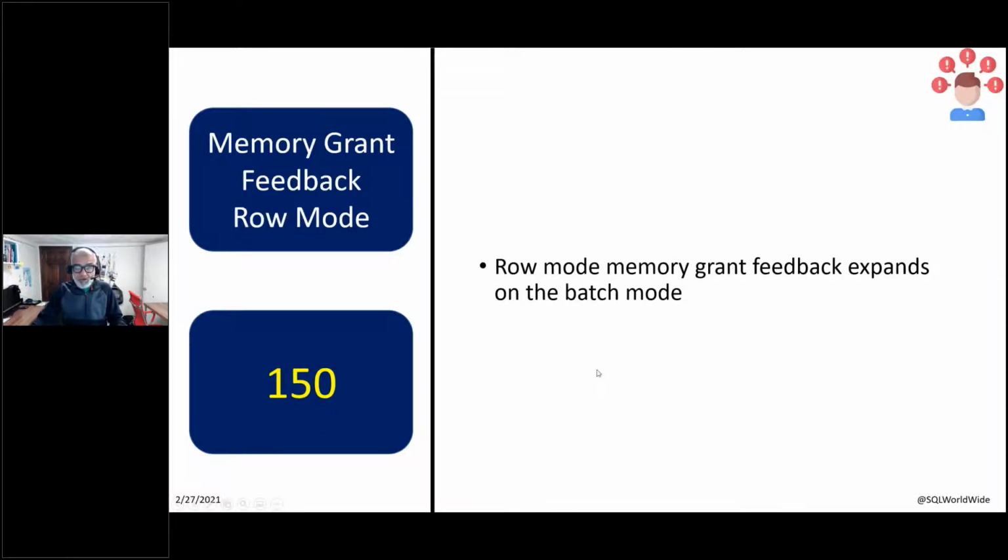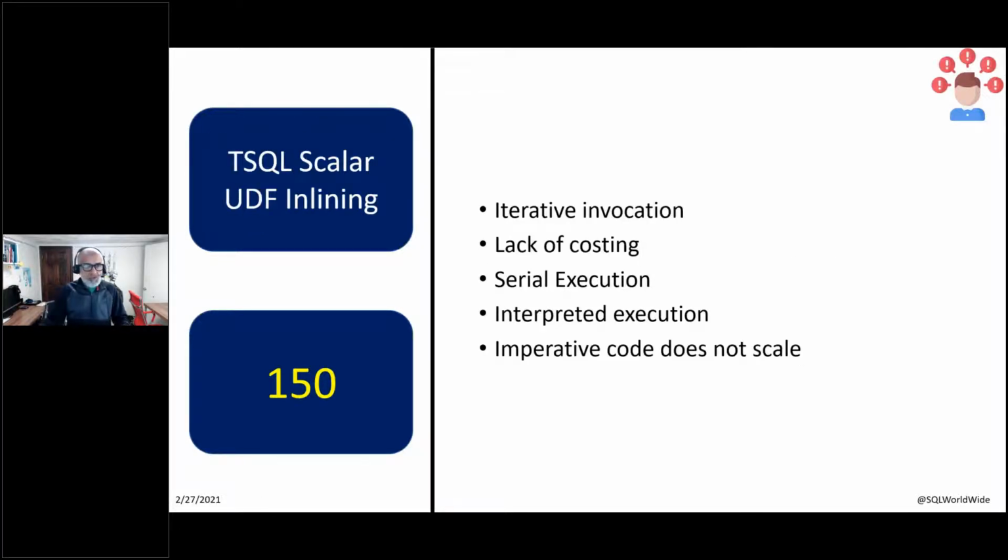Memory grant feedback was also implemented for row store. It was only for batch mode in 2017. In 2019, it also qualifies for row mode. So it's the same things. I'm not going to talk about that.